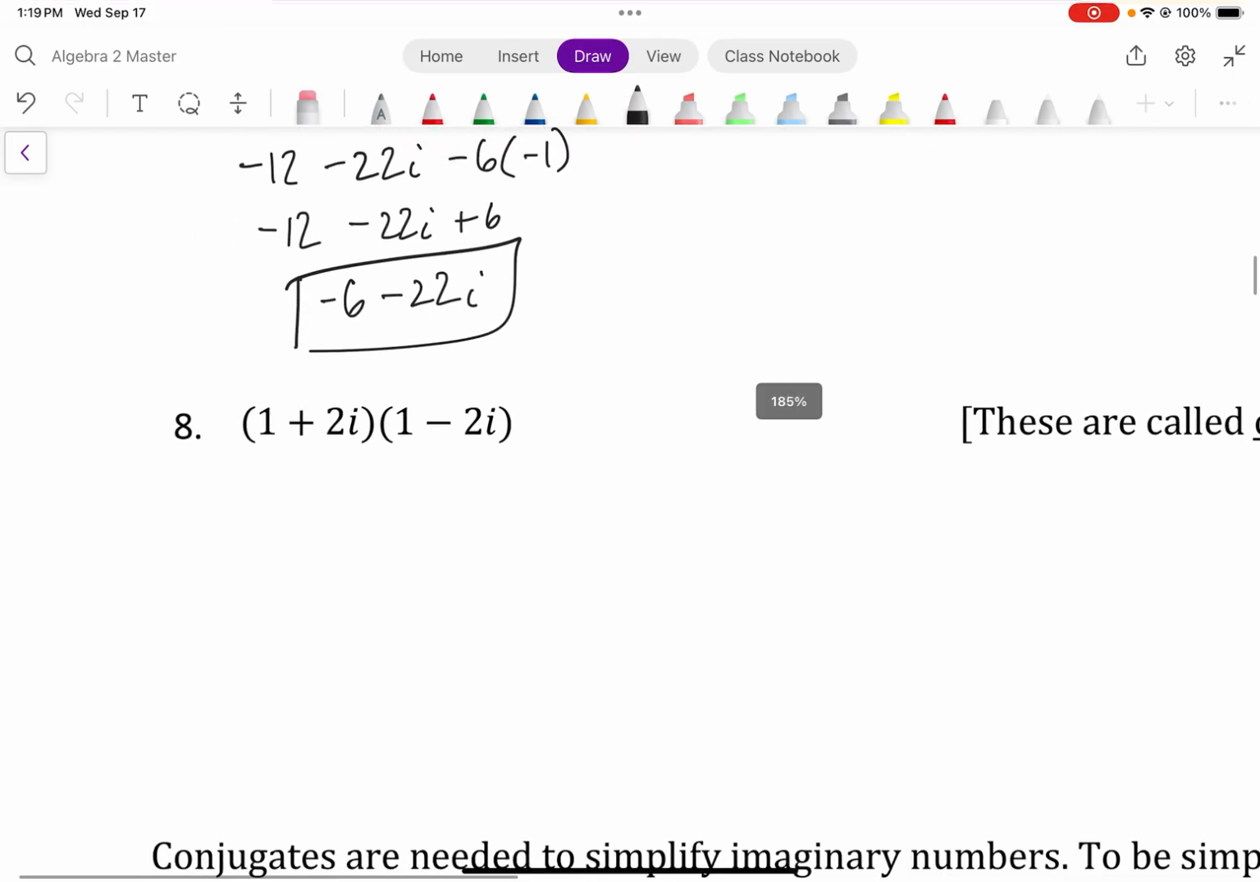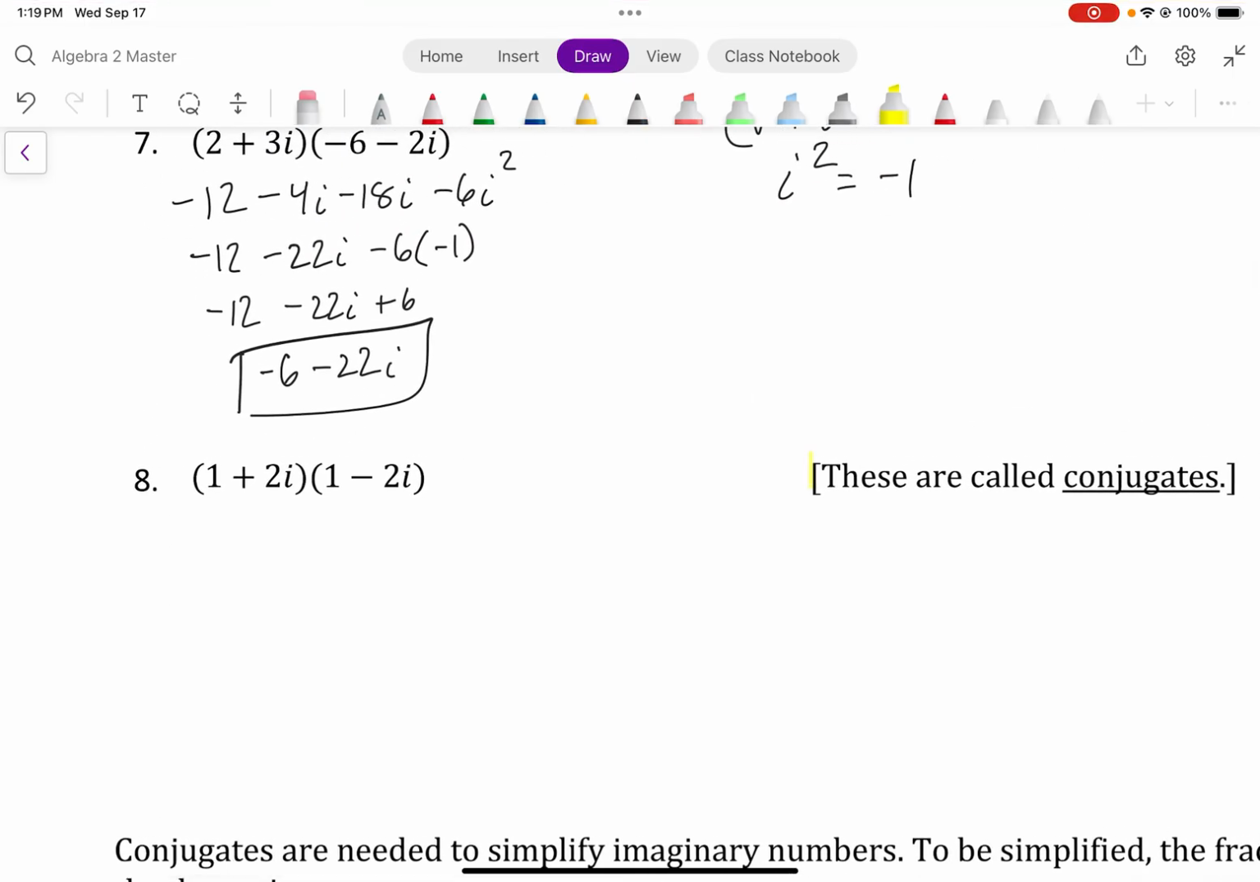Now number 8 is a special case here. Like it says over here, these are called conjugates. What makes them a conjugate is all of the numbers are the exact same. The only difference is that sign in the middle. They're going to be very, very helpful as we get into some more complicated things later on.